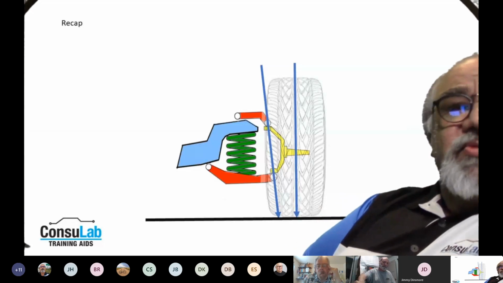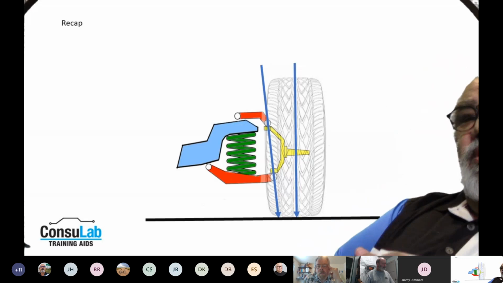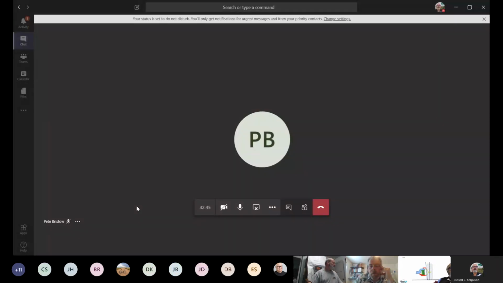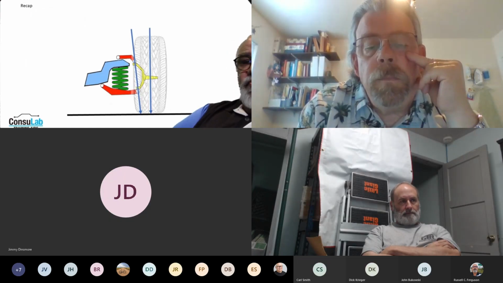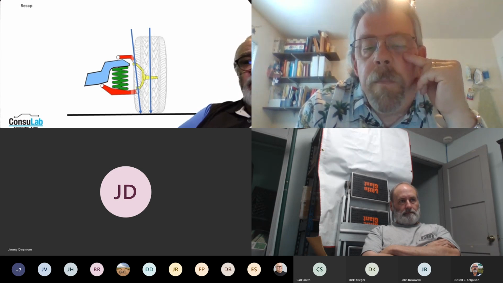Okay, so we're going to switch over to our presentation and do a quick little recap of what we discussed yesterday. So, we didn't spend a lot of time talking about camber. We got more into talking about steering axis inclination, included angle, scrub radius, those types of things. So the plan today is we're going to carry on and start talking into caster and the effects there.